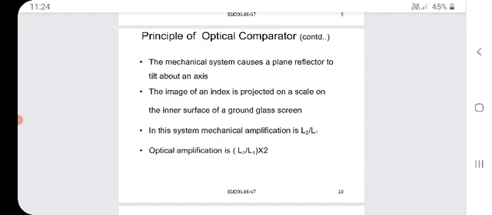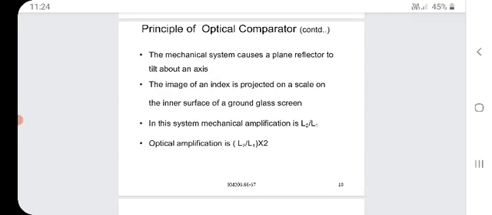The mechanical system causes a plane reflector to tilt about an axis. The image of an index is projected on a scale on the inner surface of a ground glass screen. In this system, mechanical amplification is L2 by L1. Optical amplification is L2 by L1 into 2.